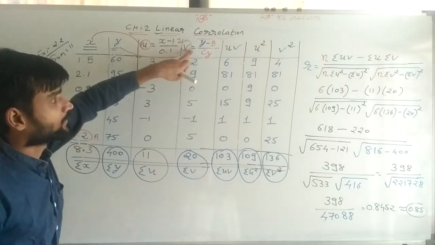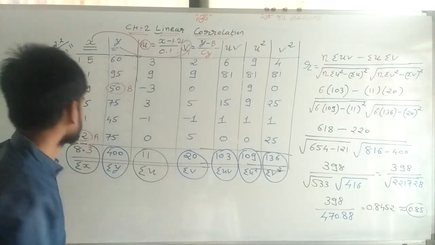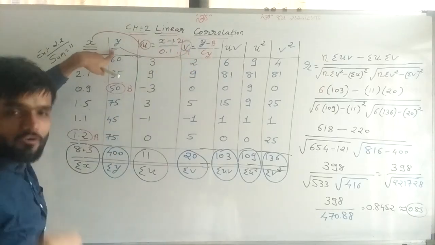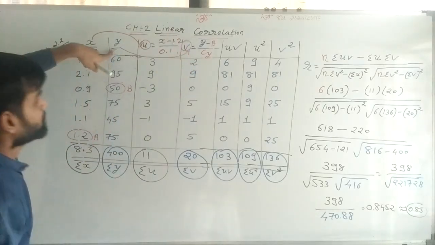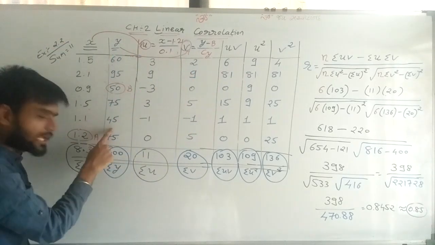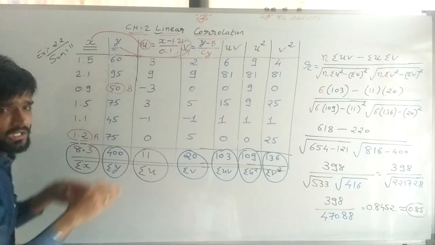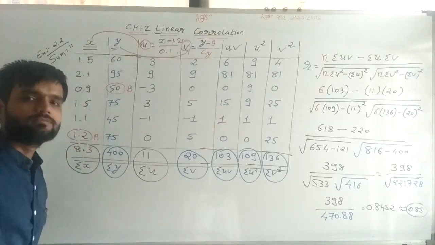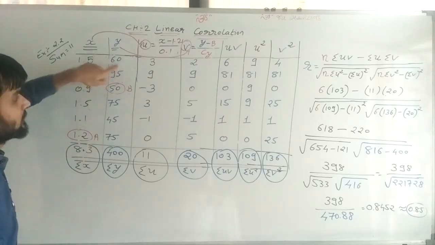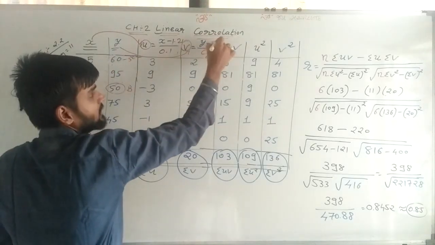So the second calculation is for v. By using values of y, we can find the value of v. So again we are assuming some value. Here I have assumed 50. You can take 75, you can take 45, any value you can assume. Even values which are not given here, you can assume. No problem about it. So 60 minus the assumed value 50.